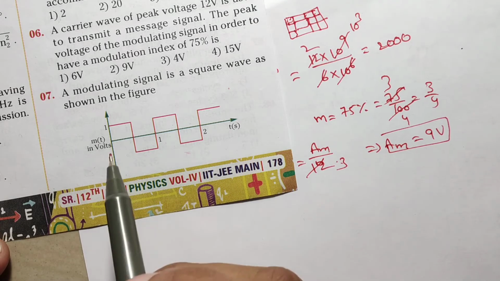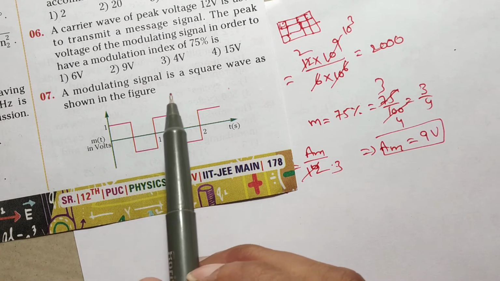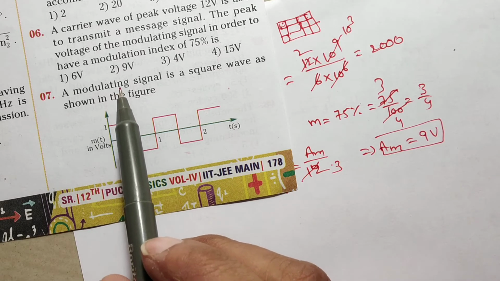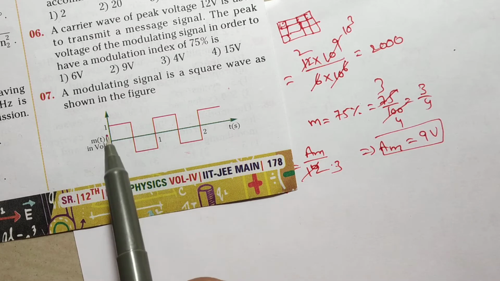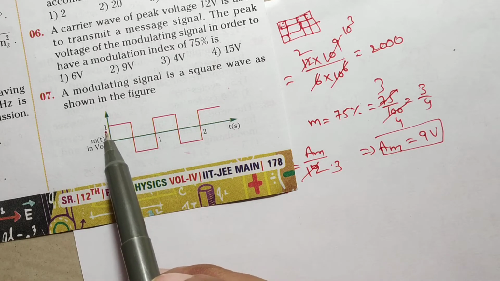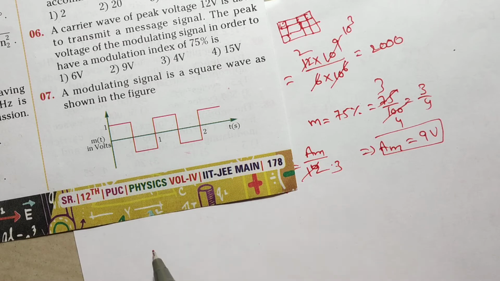Seventh question. The modulating signal is a square wave as shown in the figure. Modulating signal means the message signal they have given in the waveform. And what is the amplitude of this message signal? 1 they have given. That means the AM value they have given is 1.